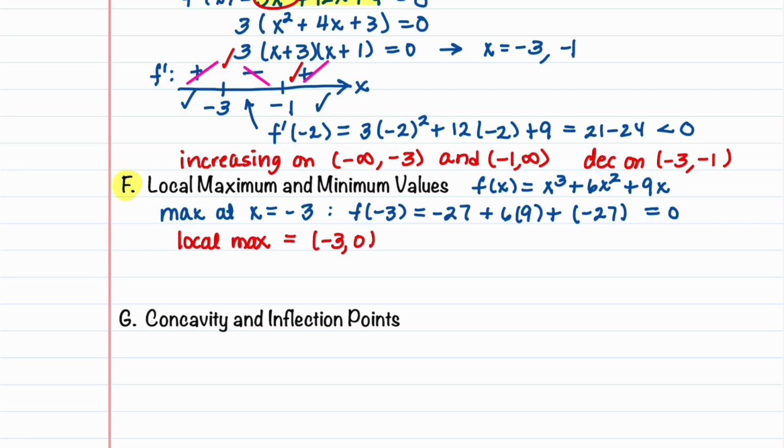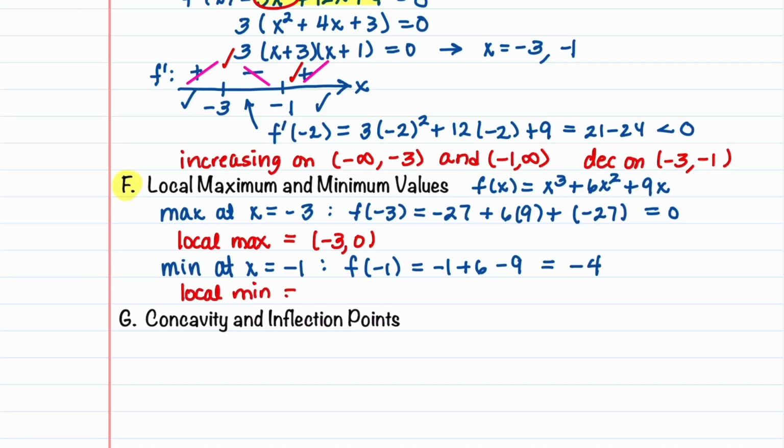Now let's do the same thing for our local min. We are going to have a min at x is equal to negative 1. So we're going to calculate f at minus 1. This is going to be easier. This is minus 1 plus 6 minus 9, and this is equal to minus 4. So we have a local min at minus 1, minus 4.